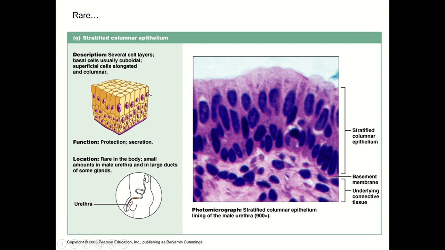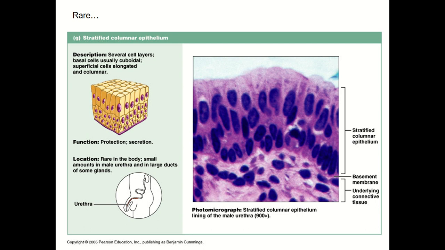Stratified columnar epithelium is composed of more than one layer of cells. The basal cells at the bottom are usually cuboidal in shape, and the superficial cells at the upper part are elongated and columnar in shape. It functions for protection and also secretion. It is very rare in the body, and you can find it only in very small amounts in the male urethra and also the large ducts of some glands.